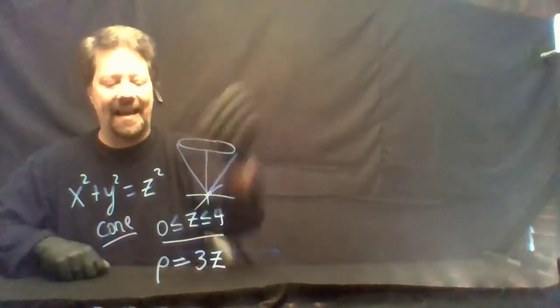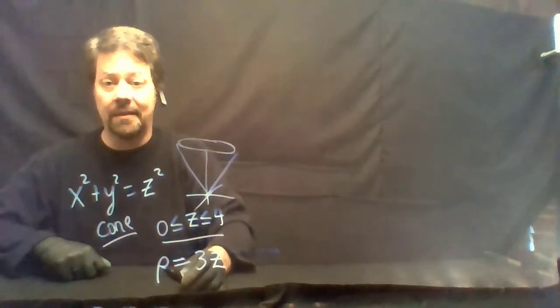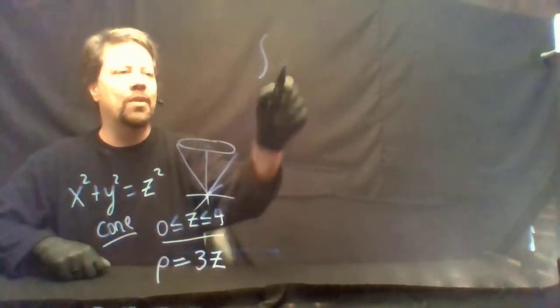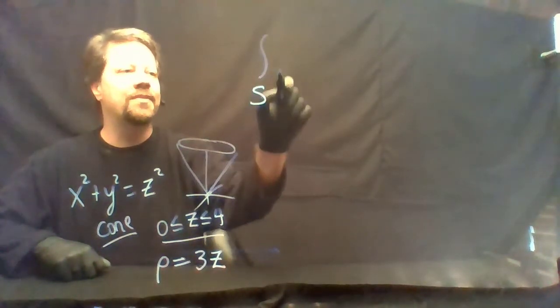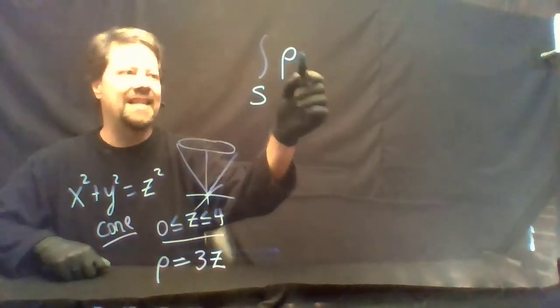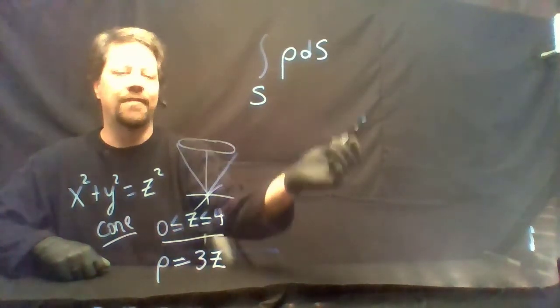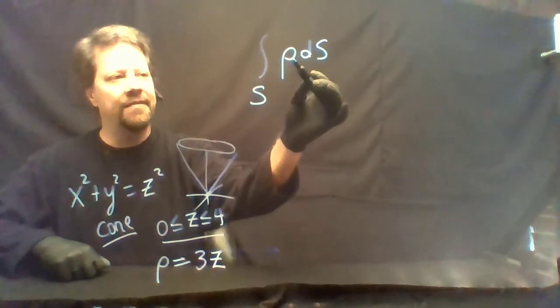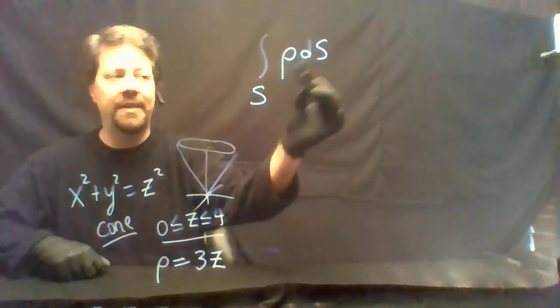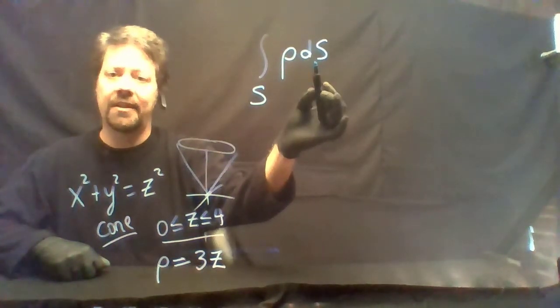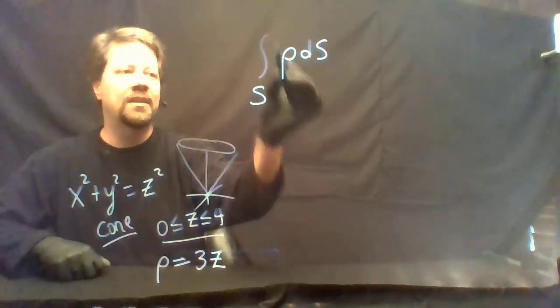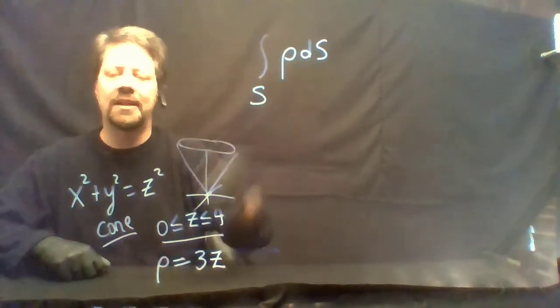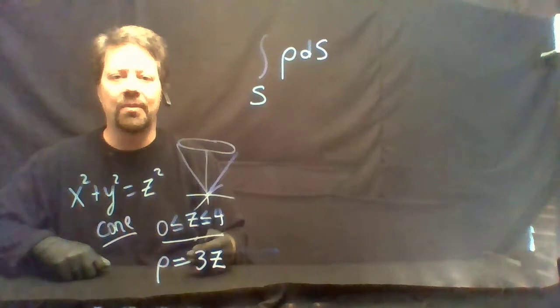Then the total mass, if this is, say, kilograms per square meter, the total mass would be to integrate on the surface that surface density times the element of surface area. If the density has units of kilograms per square meter, and the element of surface area has units of square meters, when we add this up over the surface, we'll end up with units of kilograms, the total mass.